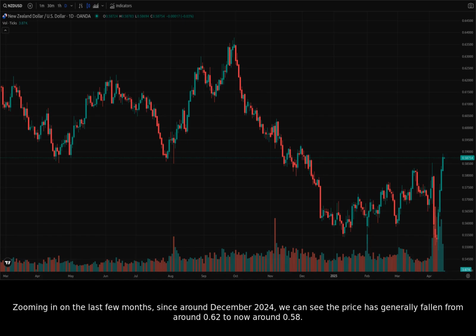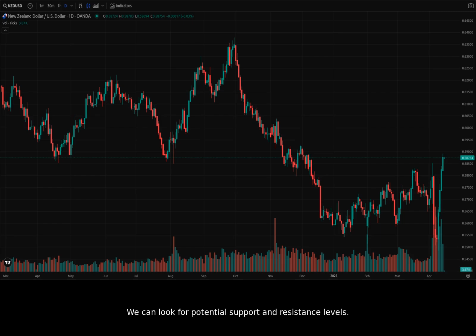Zooming in on the last few months, since around December 2024, we can see the price has generally fallen from around 0.62 to now around 0.58. We can look for potential support and resistance levels. Around the 0.57 level appears to be acting as a support, having bounced off it a few times recently. The 0.60 level seems to be acting as a level of resistance.